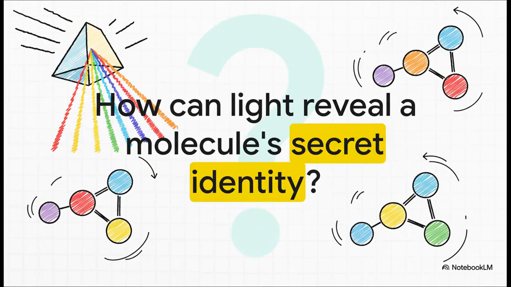It all comes down to what you could call a molecule's light fingerprint. See, every single molecule absorbs a totally unique pattern of colors, and by analyzing that pattern, we can identify it. But here's where it gets really cool. That fingerprint isn't always the same. It can shift and change, and when it does, it tells us a much deeper story.